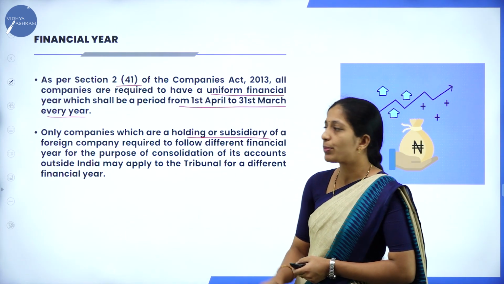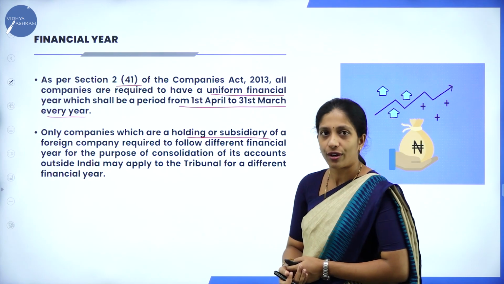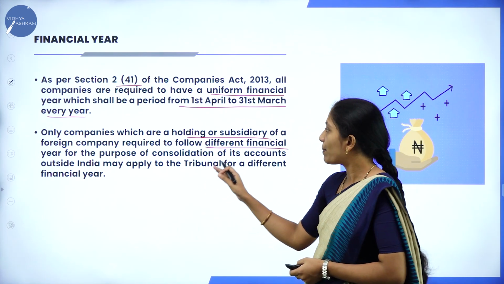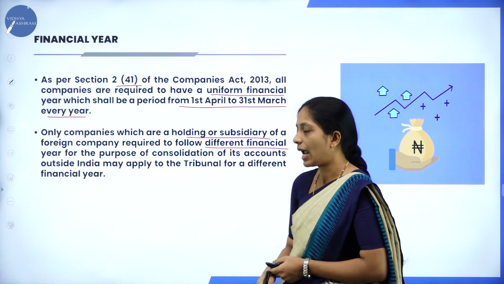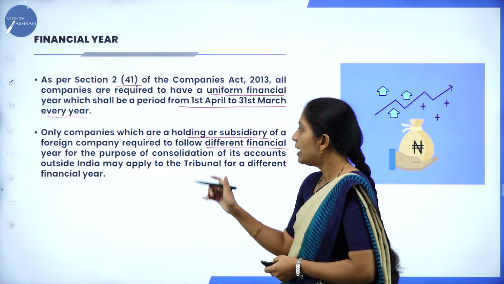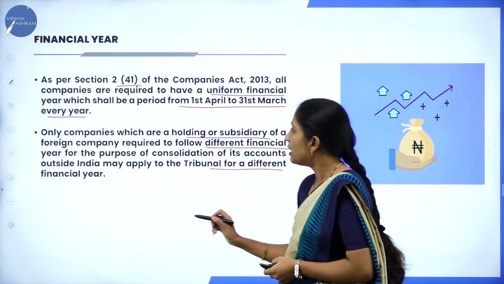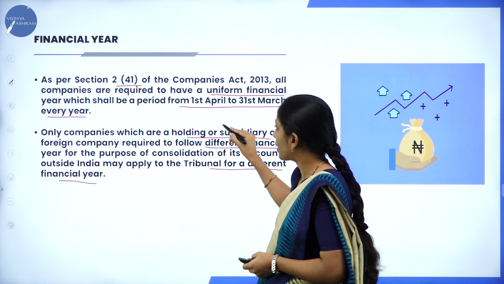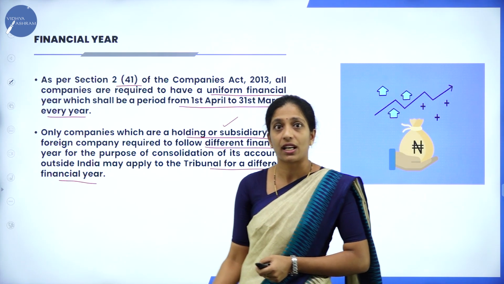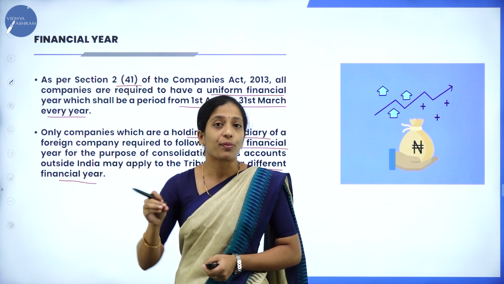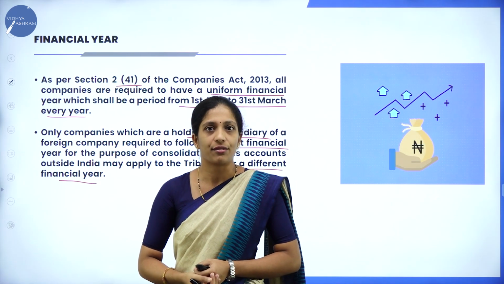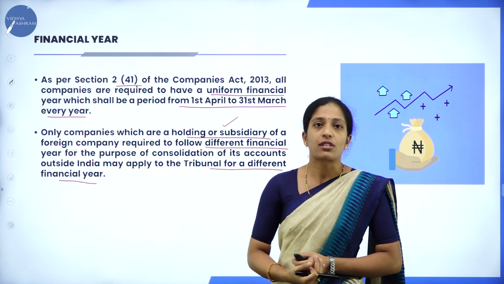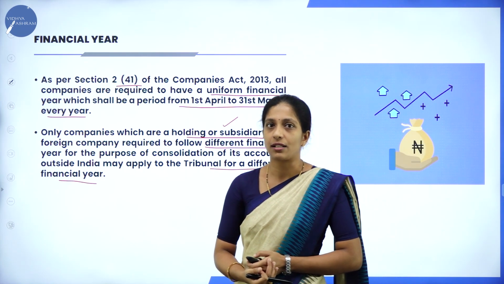Only companies which are holding or subsidiary of a foreign company and required to follow a different financial year for the purpose of consolidation of its accounts outside India may apply to the tribunal for a different financial year. So there is an exemption for these types of companies, like holding or subsidiary companies, where their headquarters are in a foreign country, and they are exempted from following this financial year which starts from 1st April to 31st March.